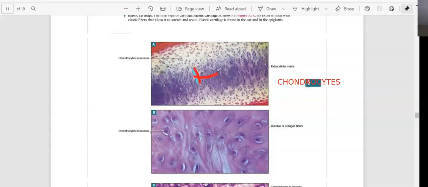This one right here is going to be hyaline cartilage. This one right here is going to be fibrocartilage. And this one right here is going to be elastic cartilage. And right here you can see the chondrocyte right there. Right there, that's the chondrocyte. You see this round thing right there? Those are the chondrocytes. You can see those in there. You can see them here too, even though they're smaller. Those are going to be the chondrocytes.